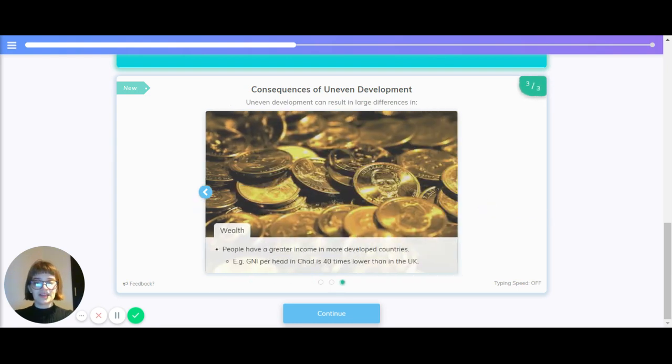Wealth. People have greater income in more developed countries. For example, the GNI per head in Chad is 40 times lower than in the UK.